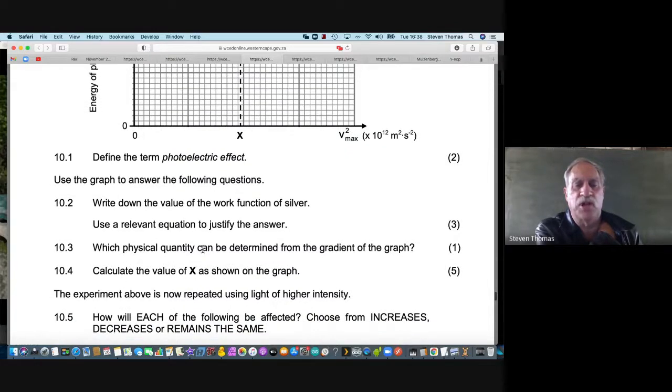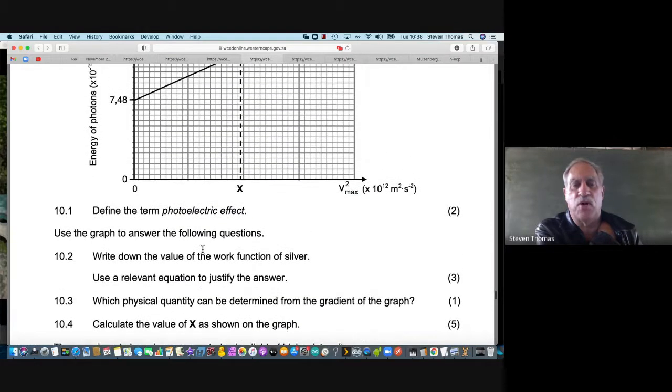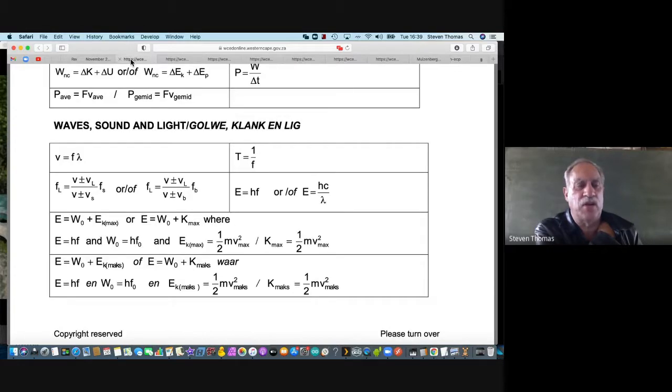Which physical quantity can be determined from the gradient of the graph? Okay, let's just go back again to that. We've got energy is equal to work function plus kinetic energy. So if you think of it, the energy, ignoring the work function, is equal to half mv squared. So if we take the energy and divide it by v squared, we're left with half m. And so the answer is actually m, or half m, but they would only give you a half mark, I think, for including the half.